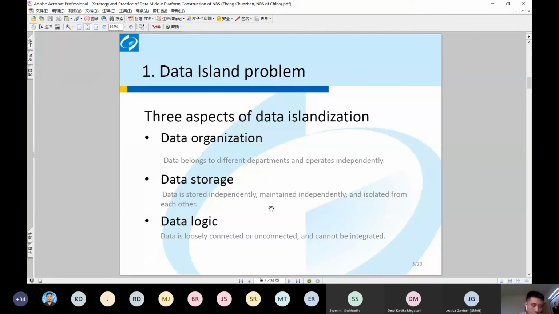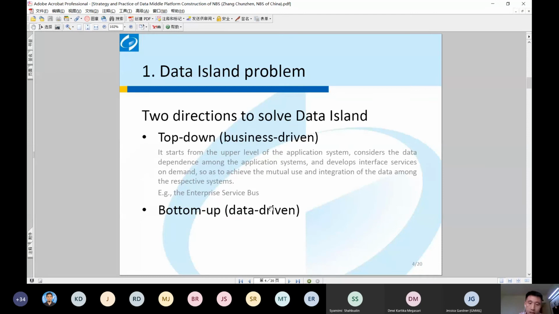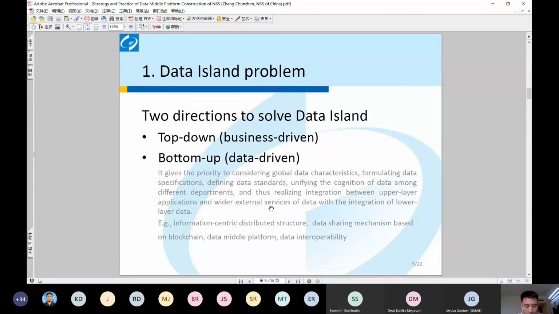Generally, there are 2 directions to solve the data island problem. The first one is called top-down direction, also known as business-driven, and the second one is bottom-up direction, which is also called data-driven. In our study, we employ the DMP approach. It belongs to the second direction.